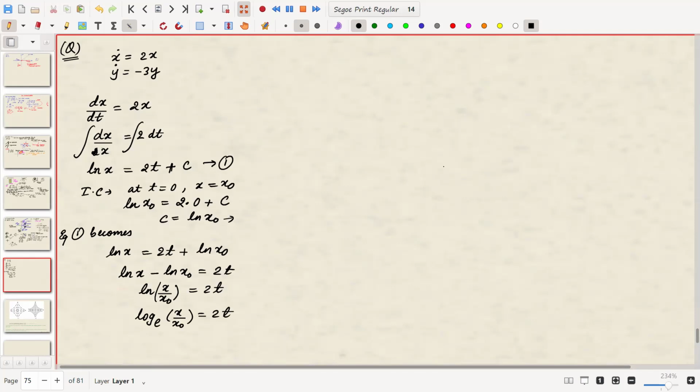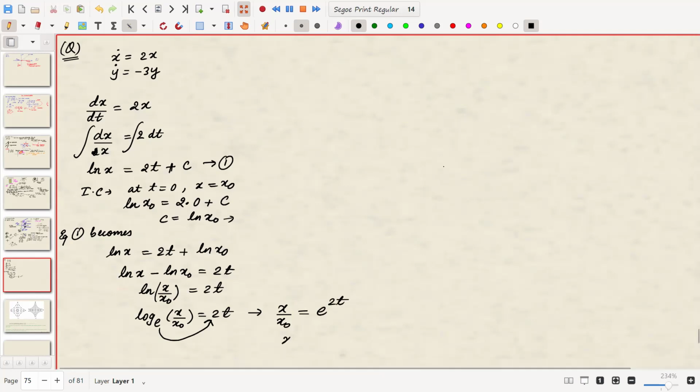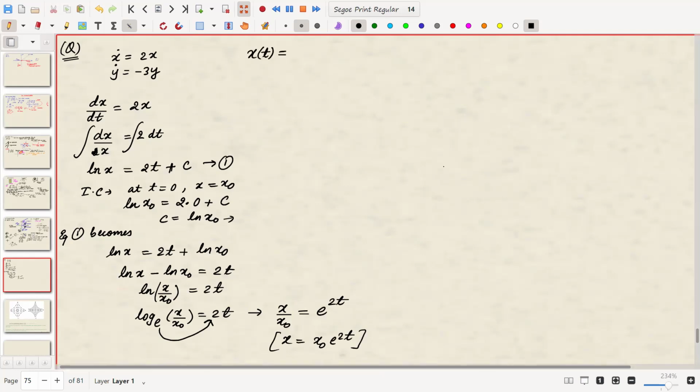I think you know already. The e flies over here. The e will fly like this. So once the e flies, how will it look? This one will be there, this won't fly. So x over x naught, and e has flown over, so e to the power 2t. Then you already know x is x naught e to the power 2t. Like this, you have reached the solution x. It is better to write x of t because it depends on time, and it is x naught e to the power 2t.